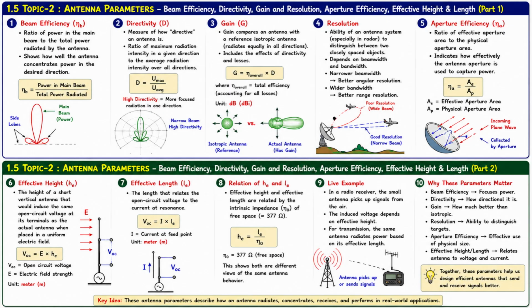Directivity tells how strongly the antenna focuses energy in one direction. Example, a bulb spreads light everywhere, but a spotlight sends light in one direction.